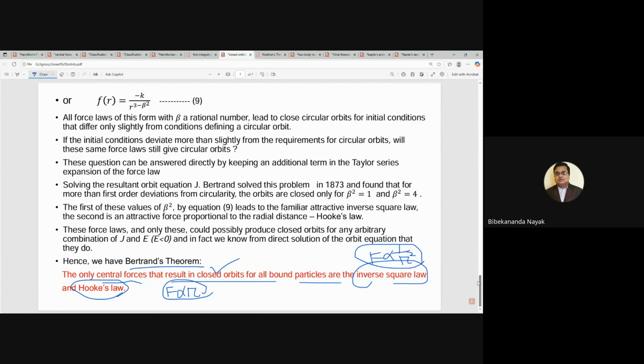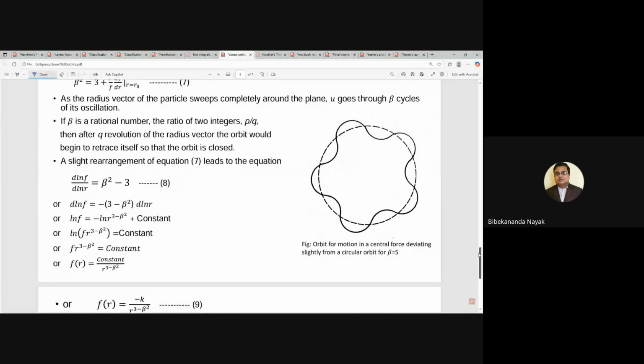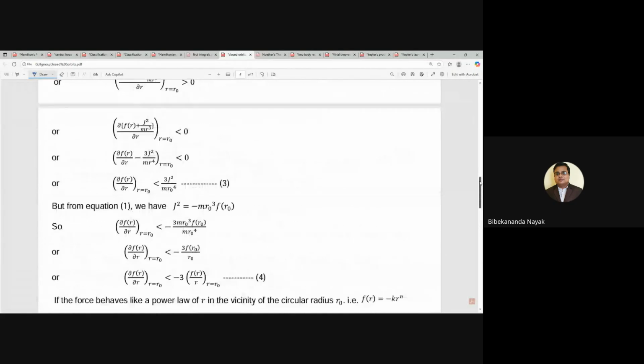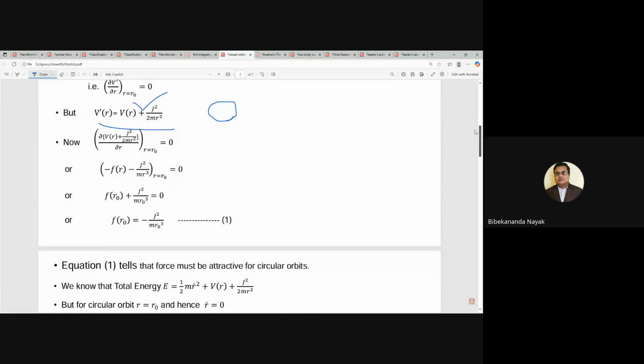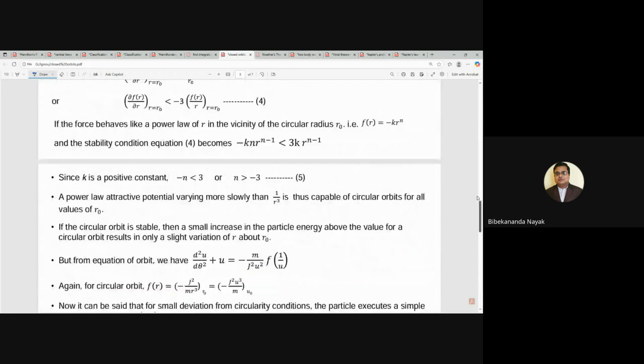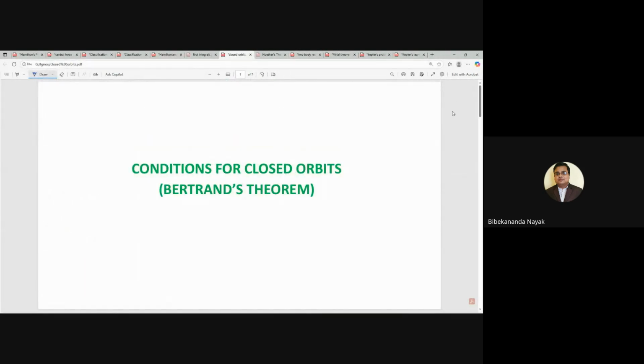There is some analytical proof here. It is not so important, since we use some mathematics but also some analysis. If you are interested, you can check this slide. But what is important is the theorem. So that is all about central force motion.